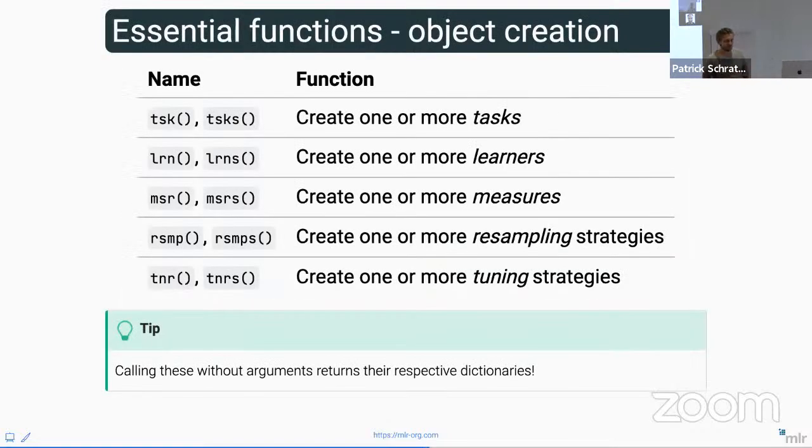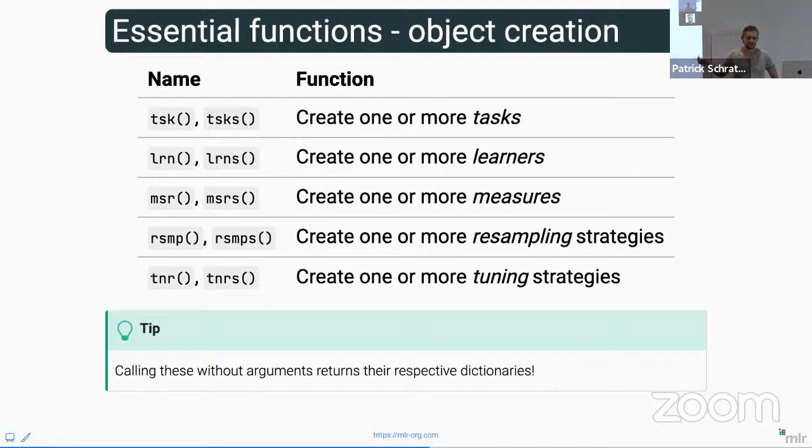So, essential functions of mlr3. You've partly seen them already. These are the sugar functions that save you from typing R6. So you can use tsk for task here, lrn for learner, msr for measure, rsmp for resampling, and tnr for tuners to create the respective objects. And if you append an s, you can actually create multiple ones. There's a reason why we don't vectorize the first one, but I'm not going into detail now. So these are the ones you usually use to create your full pipeline if you set it up.